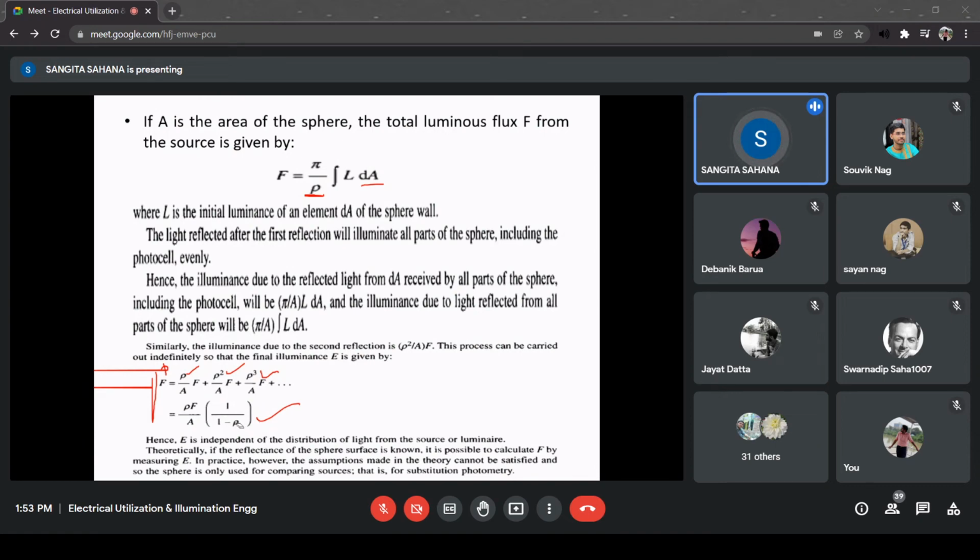This is constant for any particular sphere. A is constant for that sphere. So illuminance will be proportional to the luminous flux. So E is independent of the distribution of light from the source or luminaire. So theoretically, the reflectance of the surface is known, so we can calculate F by measuring E.